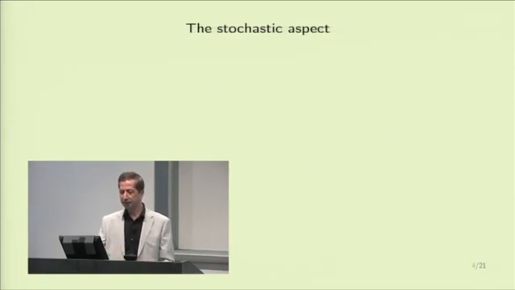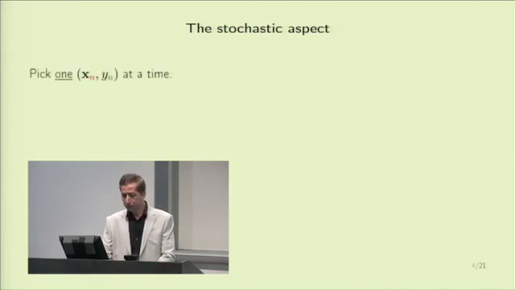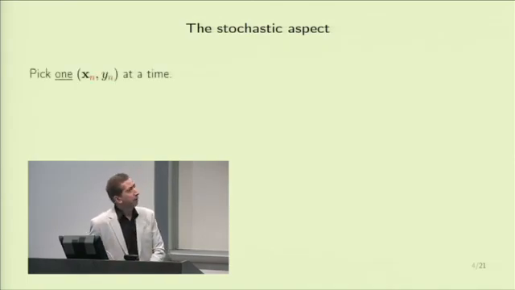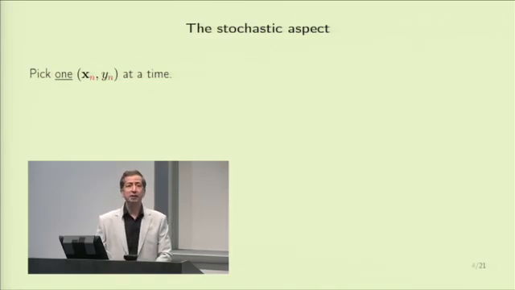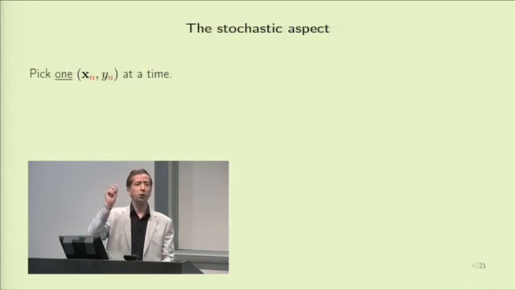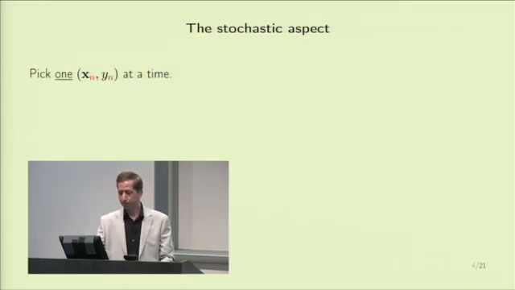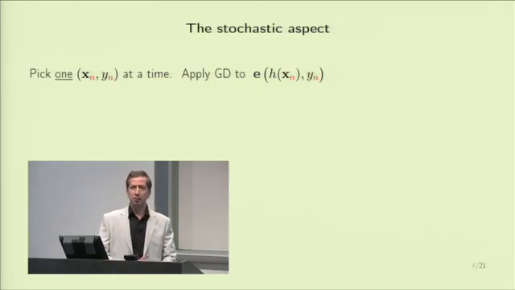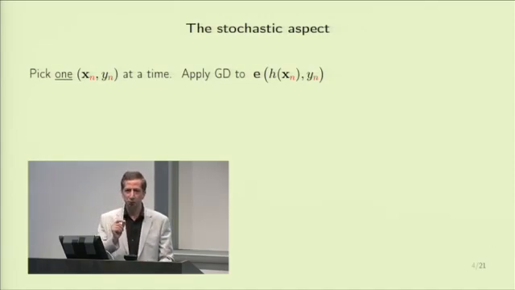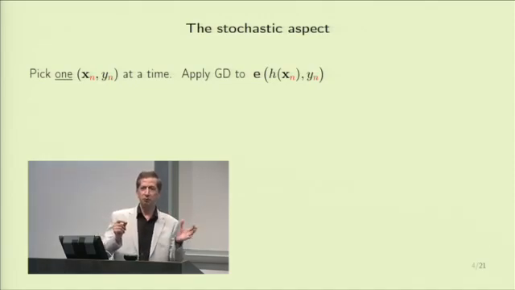So the stochastic aspect is as follows. You pick one example at a time. Think of it as you pick it at random. You have capital N examples. Each of them is equiprobable to be picked. So you pick one of them at random. Now, you apply gradient descent not to the in-sample error for all the examples, but to the in-sample error on that point. That looks like a very meager thing to do because the other examples are not involved at all.